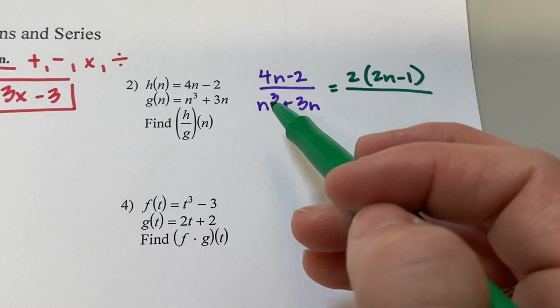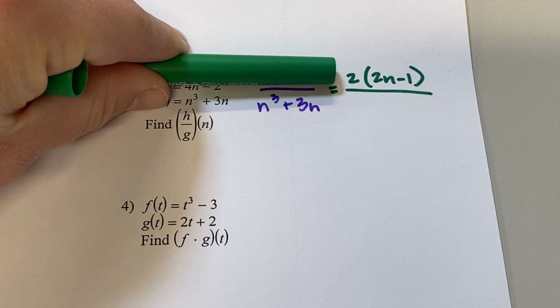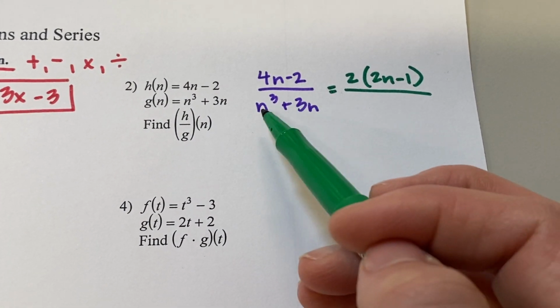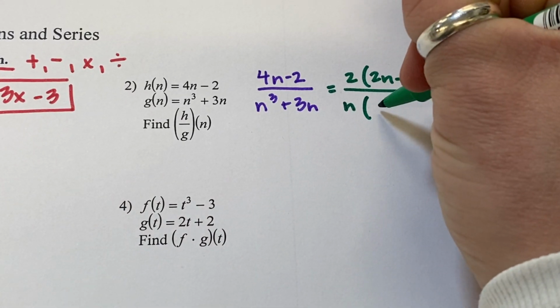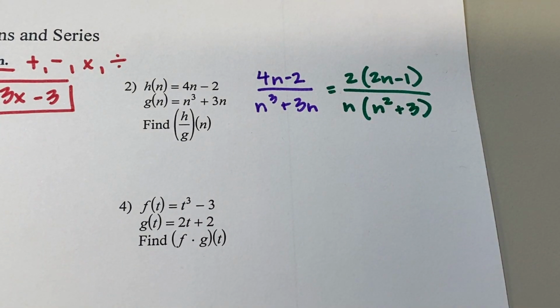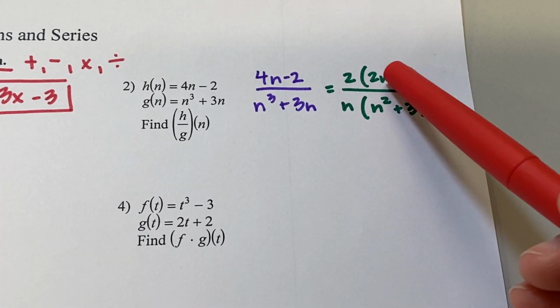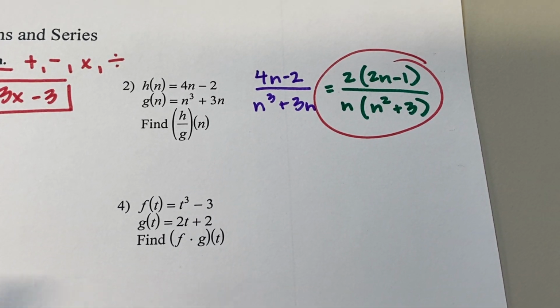Now my denominator: what does n cubed plus 3n have in common, or what can I factor out of those? I can factor out 1n. Both of these terms at least have 1n, so I can take out 1n, which leaves me with n squared plus 3. The reason we factor this is to see if anything can cancel out. Unfortunately, the 2 and the n can't cancel out. These pieces are not exactly the same, so this is simplified. We can just leave it like that.